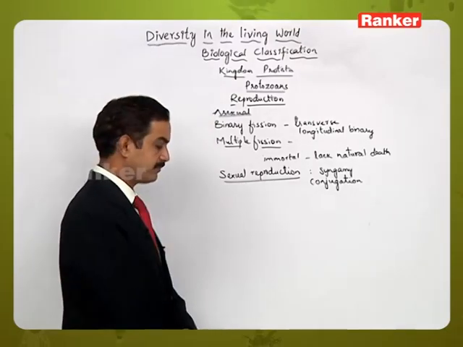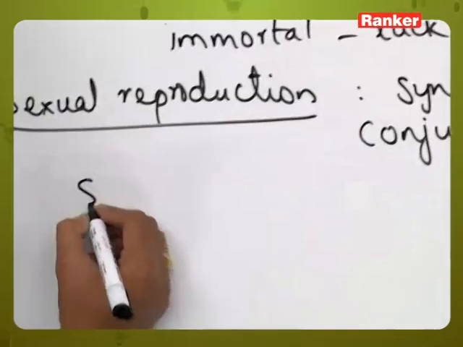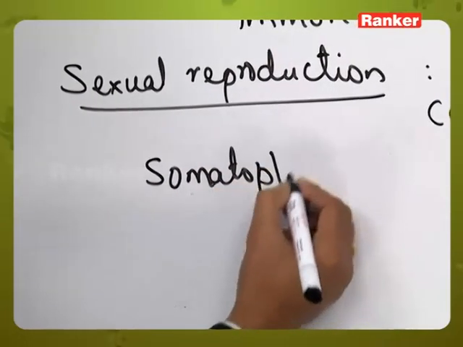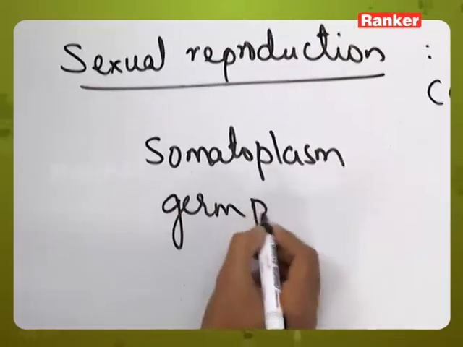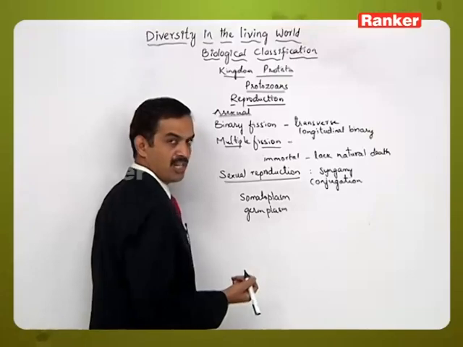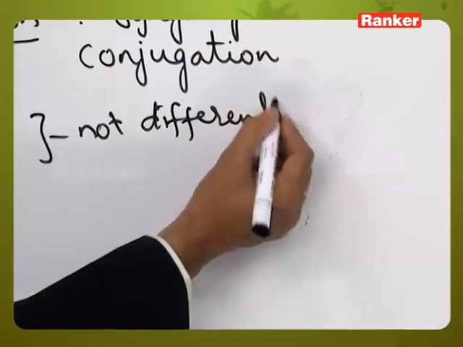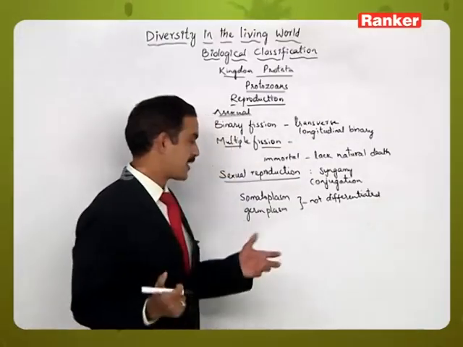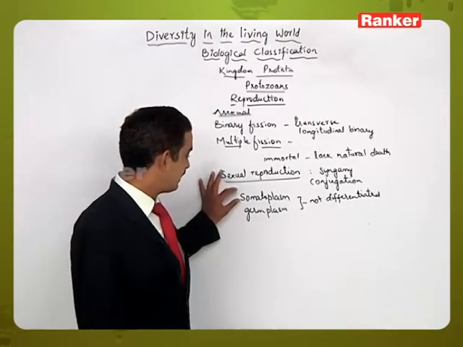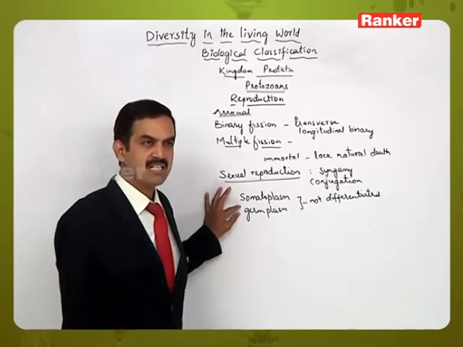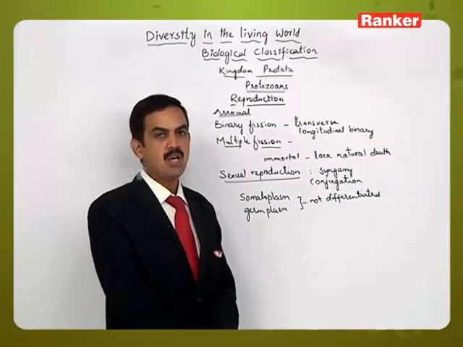Likewise, some will exhibit somatoplasm also. Here somatoplasm, the vegetative part of the cell, and the germplasm, the reproductive part of the cell, are not differentiated. That means there is no special structure from which the reproductive organs are formed. That is the reason why we say that the vegetative part and the germinal part, that is the reproductive parts, are not differentiated. That is one other special feature exhibited by the protozoans.